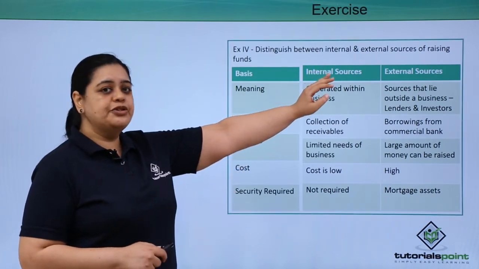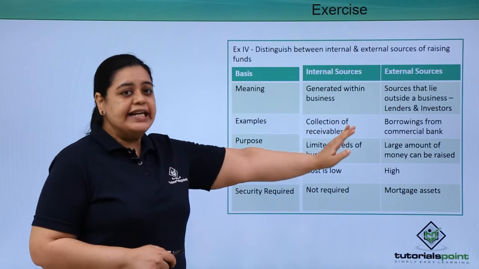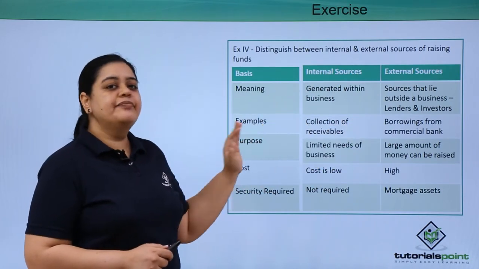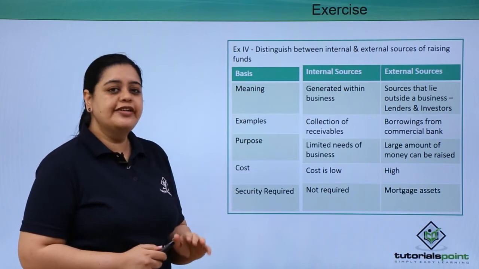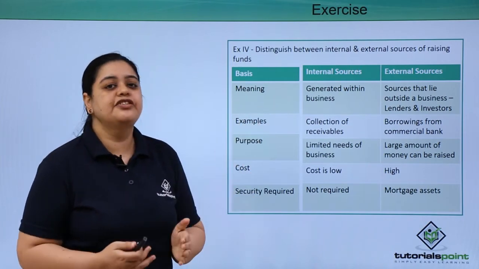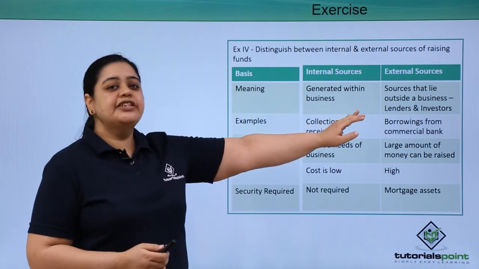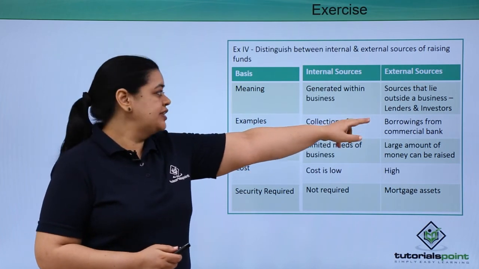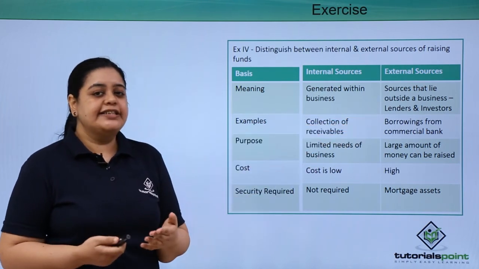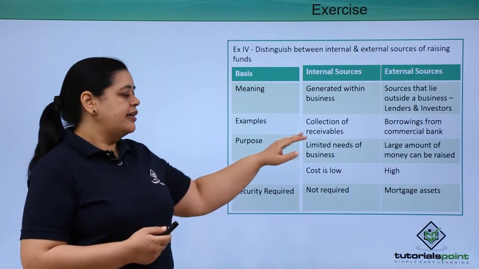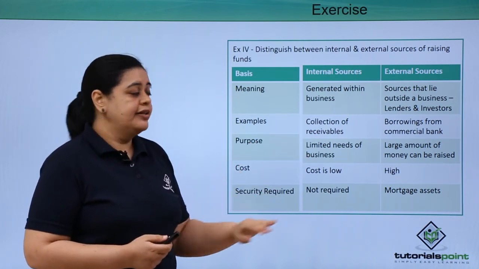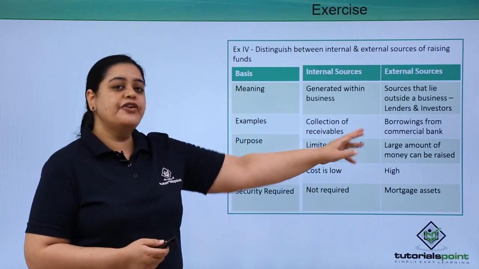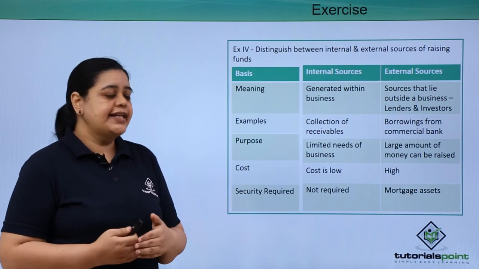So what are we supposed to do? We have to distinguish between internal sources and external sources of finance. See, first understand the basis, that is, on what basis we are going to distinguish. The first one is on the basis of meaning. Internal sources are generated within the business. External sources are those that lie outside the business. Lenders, investors are examples. Now the next is giving an example. Here, collection of receivables, and for external sources, borrowing from commercial banks would be the example.